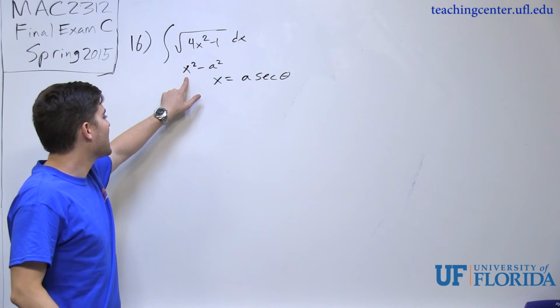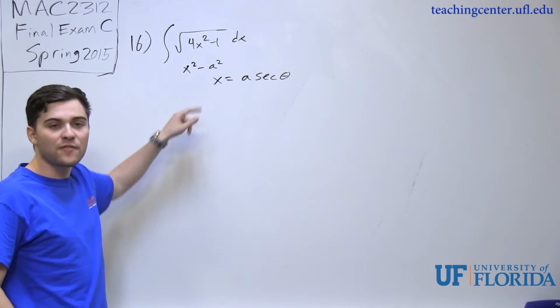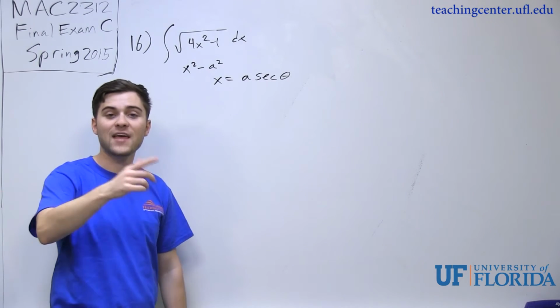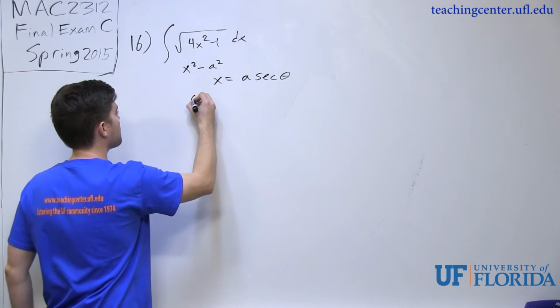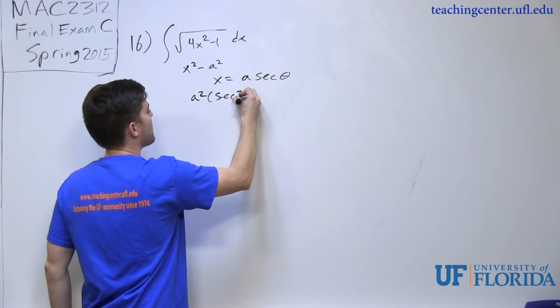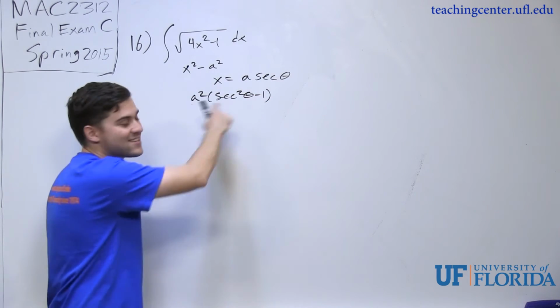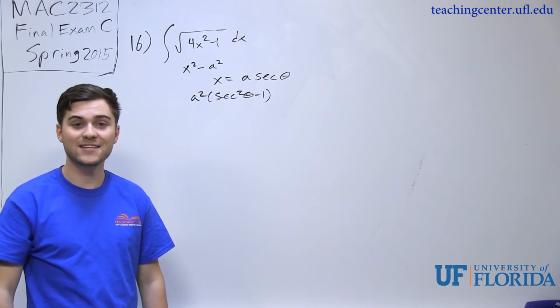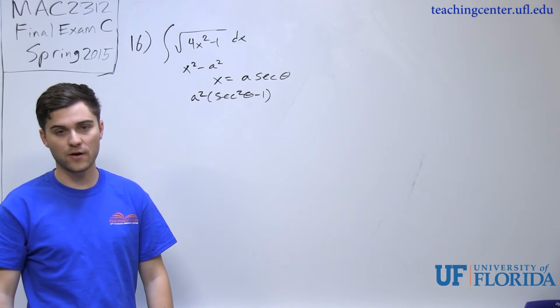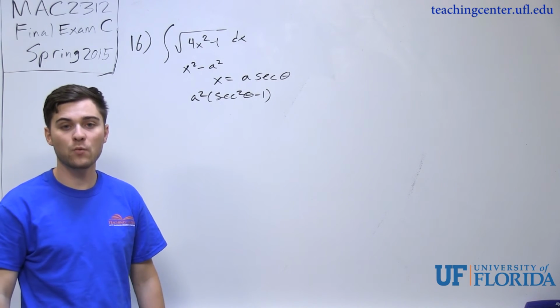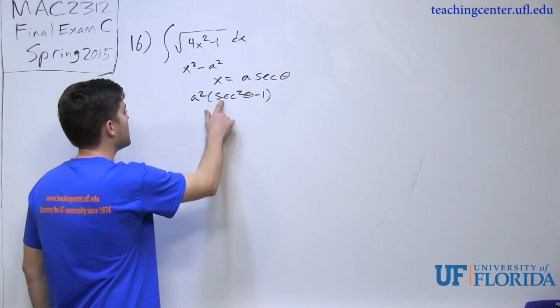When I do this, I end up getting a squared secant squared theta minus 1. If I pull out the a squared from both of those terms, secant squared theta minus 1 has a definition as a trig identity, and that's equal to tangent squared. So that would be the substitution that I would want to plug in to be able to get this.